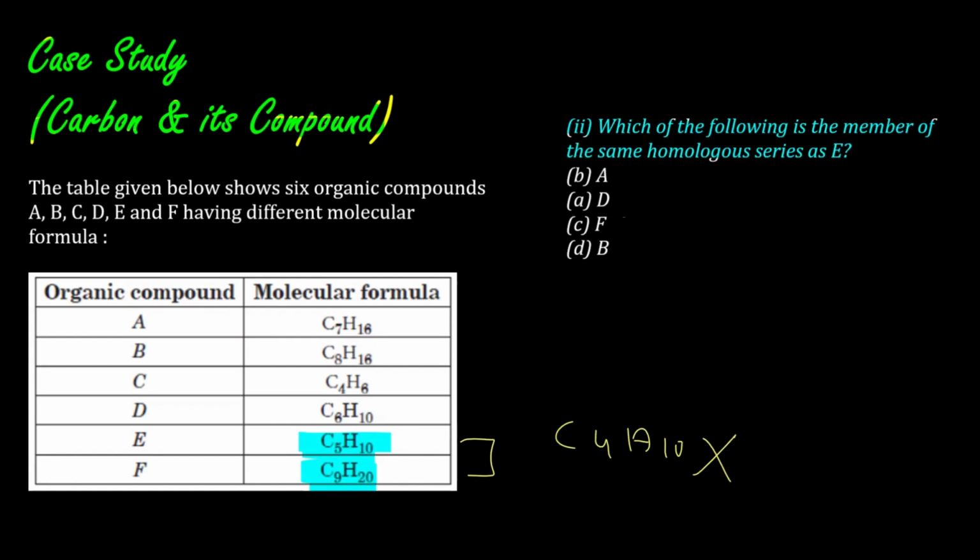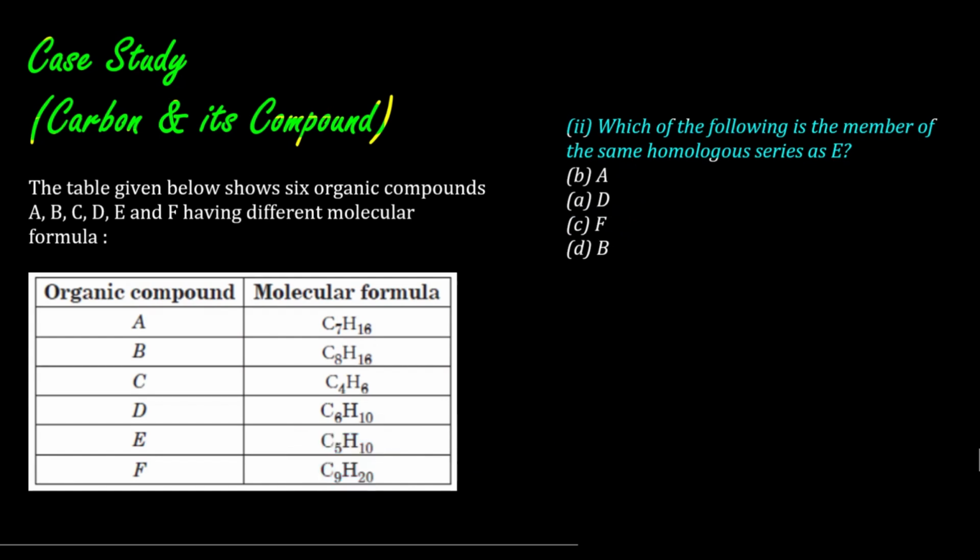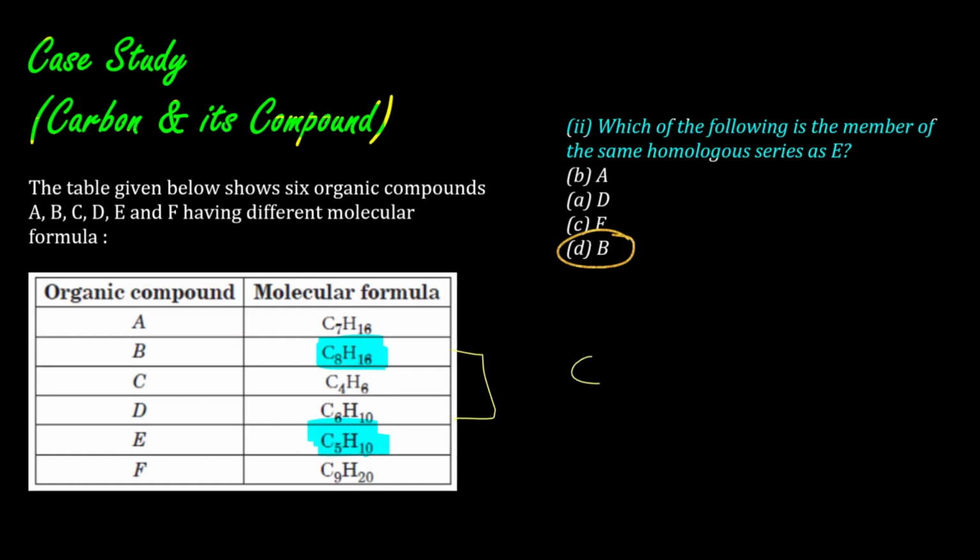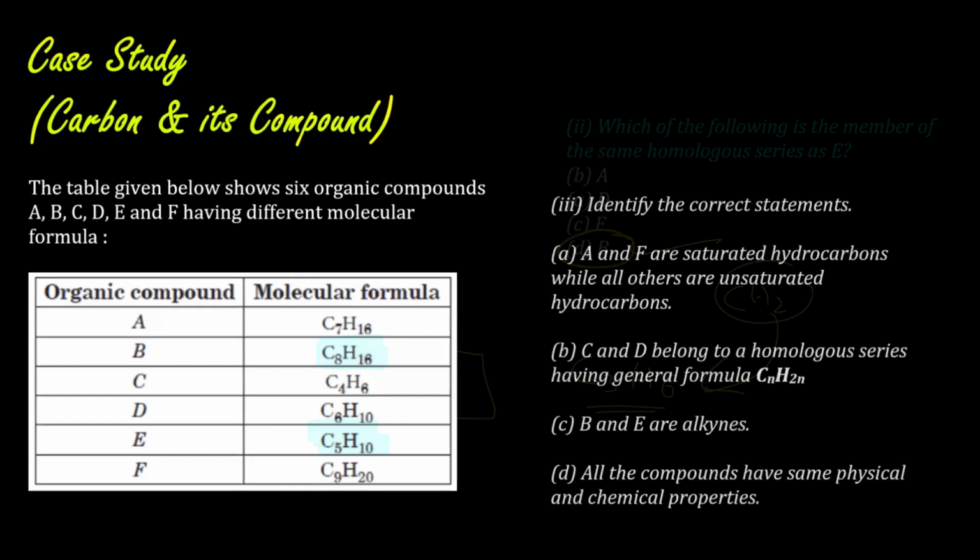Now it has to be the last one, but we have to verify the answer. Let's say B. B is this, and we already know E. Now if I find the difference between carbon and hydrogen, I can see there is a difference of 8 minus 5, which is 3 carbon, and hydrogen 16 minus 10, that is 6. Yes, this is a multiple of CH2. Check here. Can we see that this is a multiple of CH2? That's why B is the correct option in this case.